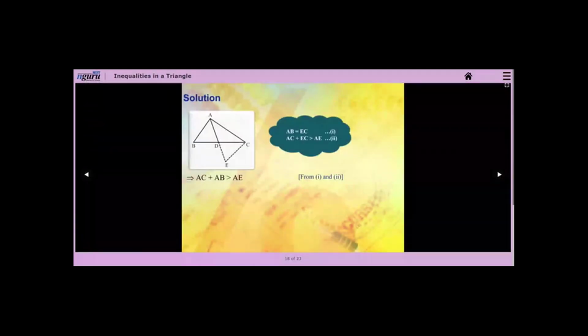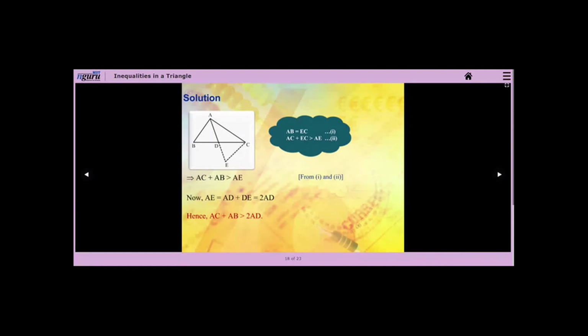Therefore, from equations 1 and 2, we get that AC plus AB is greater than AE. Now, AE is equal to AD plus DE, which means AE is equal to twice of AD. Hence, we get that AC plus AB is greater than twice of AD.